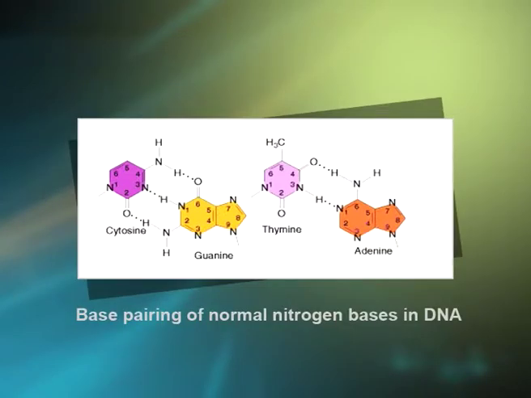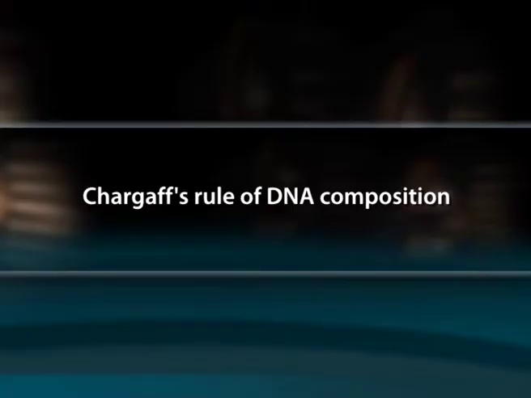The structure of the bases as shown in this figure are the most common stable forms in which adenine always pairs with thymine and guanine always pairs with cytosine. Here in this figure, you can see the base pairing of normal nitrogen bases in DNA.